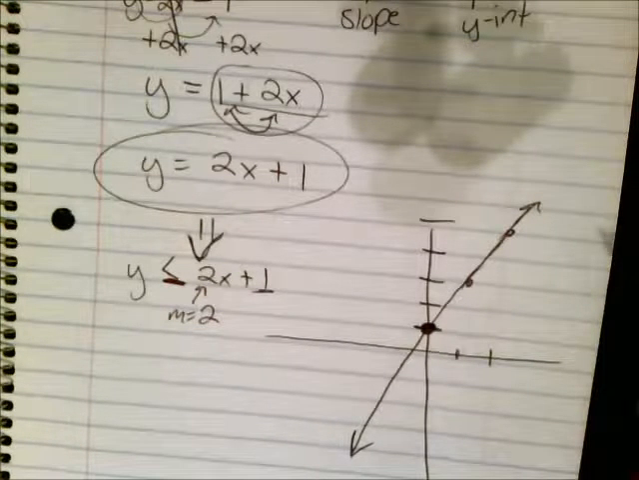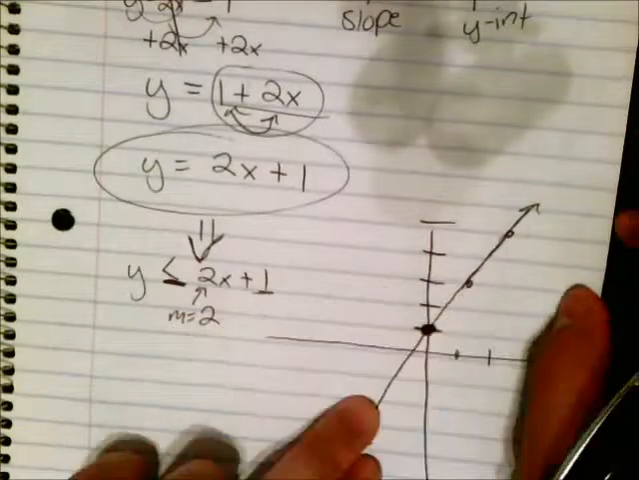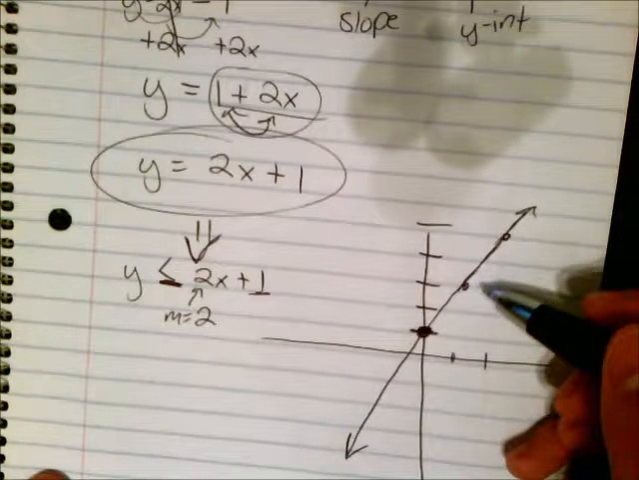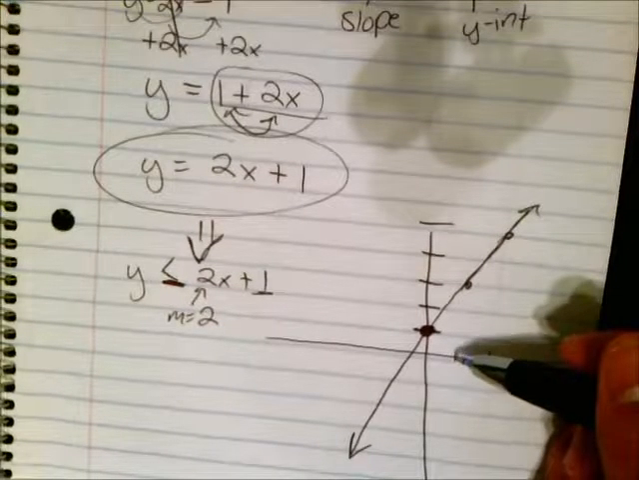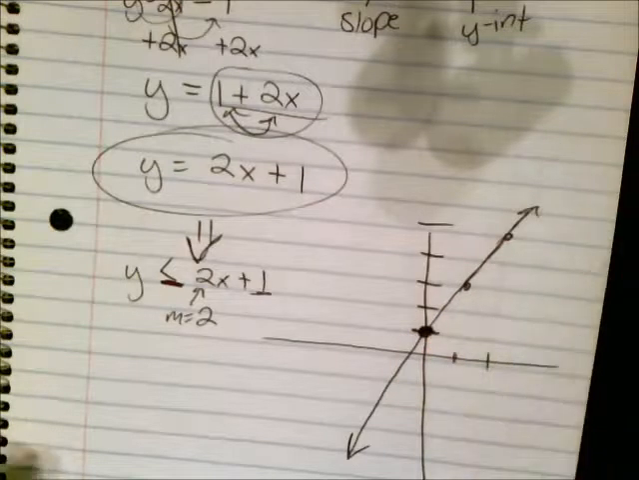Okay. So the next thing to make sure of is where to shade. So this is just a graphing portion. Like I said, if you need a bigger review, you probably want to go check out graphing linear equations. But this is inequalities, so we have to go one more step.